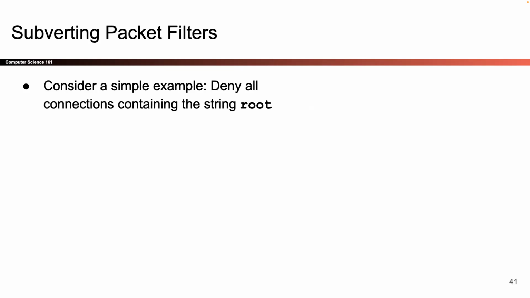Okay, so this part I find kind of fun. It's an example. It's a little bit contrived, but it demonstrates how people can subvert packet filters. So how might an attacker try to get around the packet filter? So let's say this is my policy, right? There are all different policies out there that you could implement.